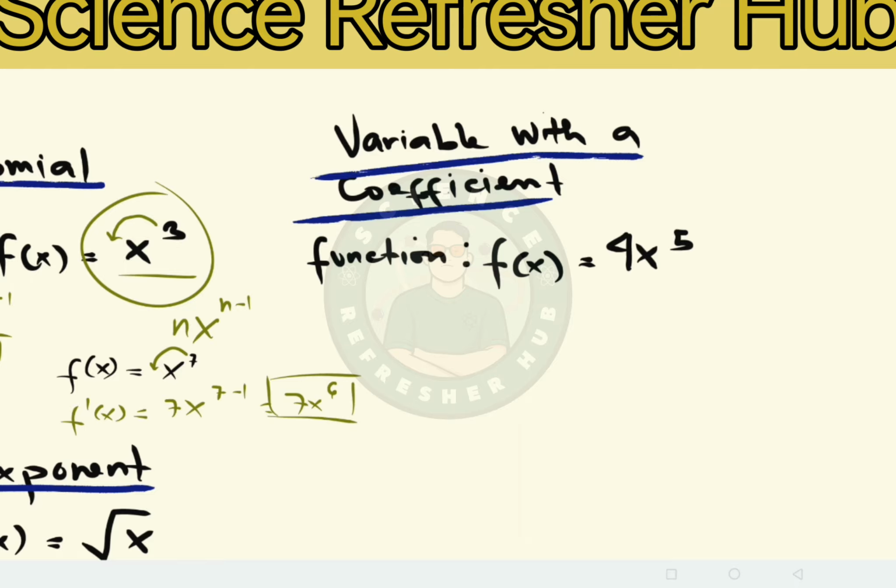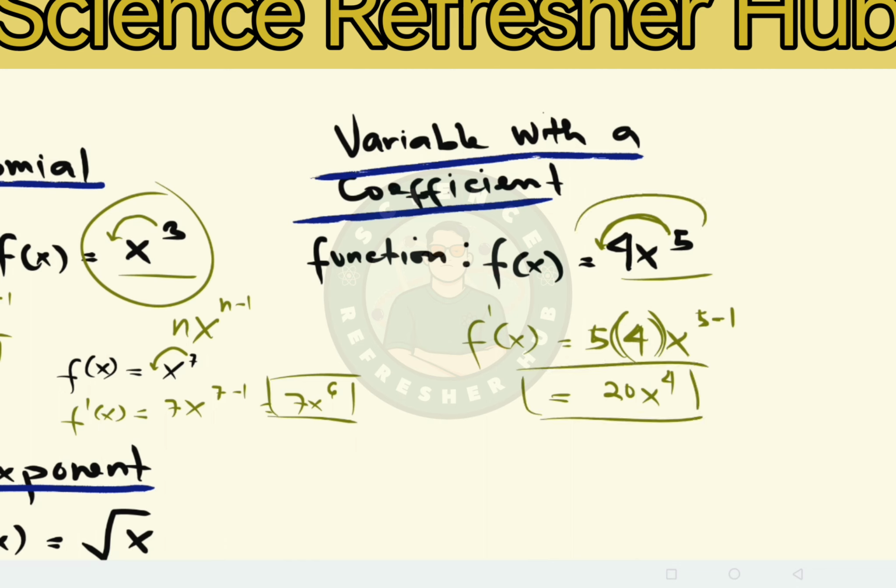What about when we have a variable with a coefficient? Let's say the function is 5x to the fourth. So all you have to do, f prime of x is, again, put 5 here in front, so you will have 5 multiplied by the 4, and then x raised to 4 minus 1. So you will have 20x raised to 4. That's the derivative of this function.